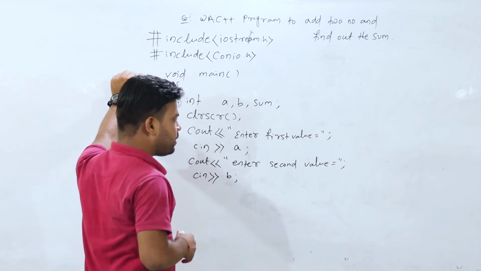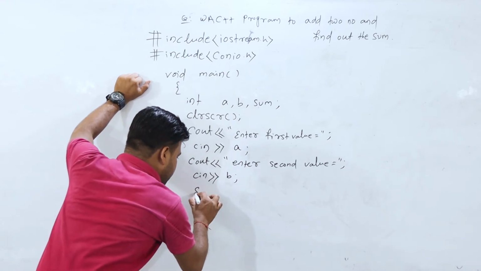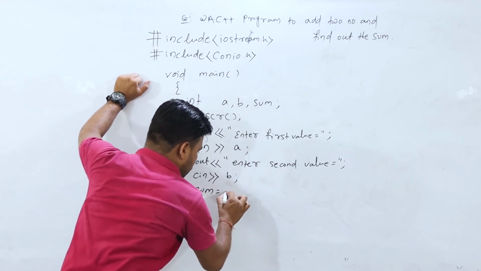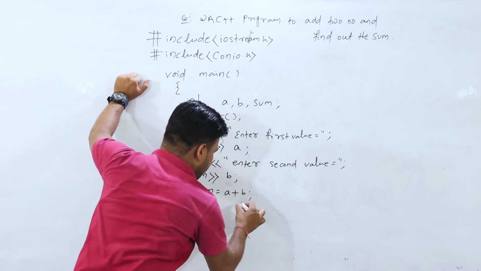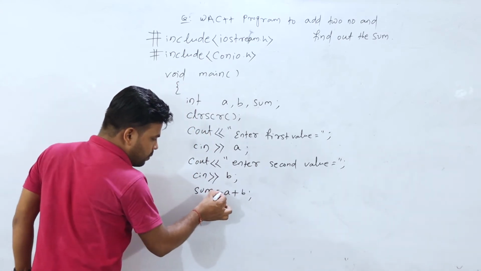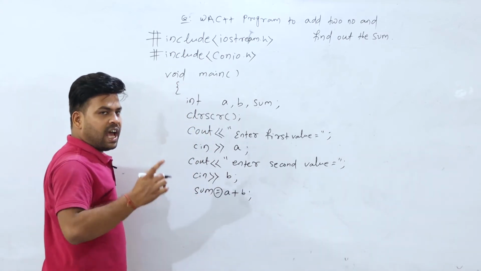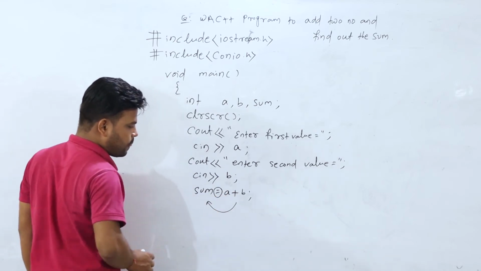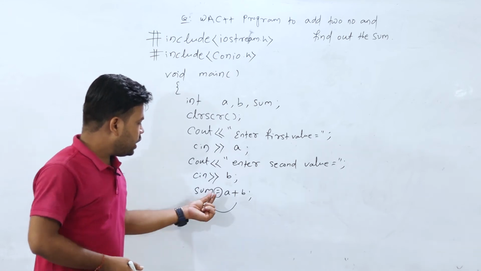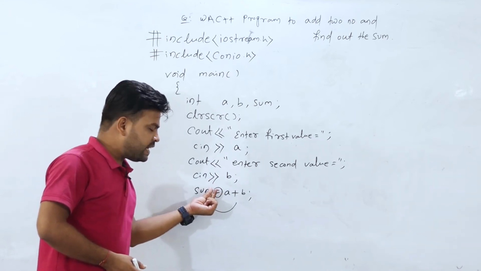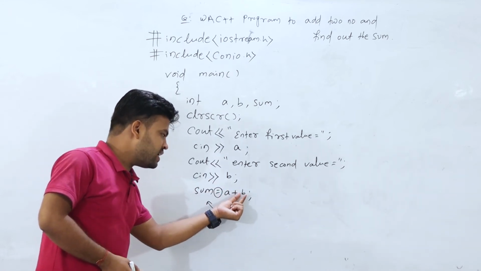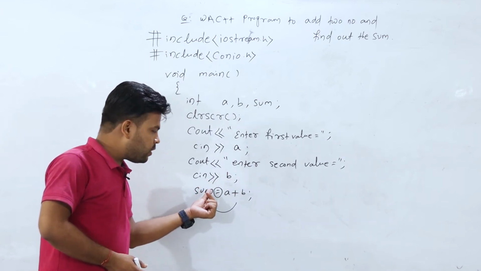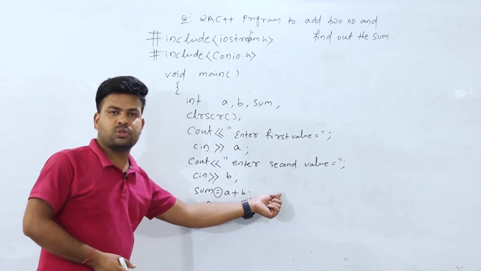Then you have to add. So here you have to write sum equal to A plus B. Here the equal operator is used to assign the addition value to the sum variable. The work of the equal operator is to assign the value from right side to left side. Never write A plus B equal to sum.